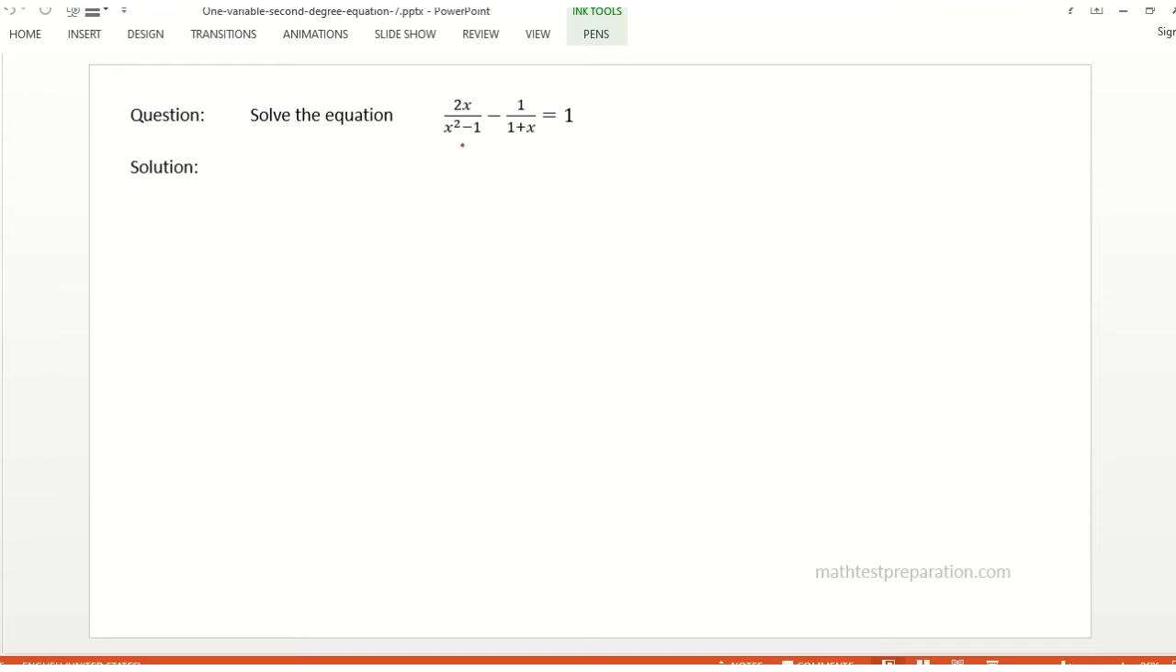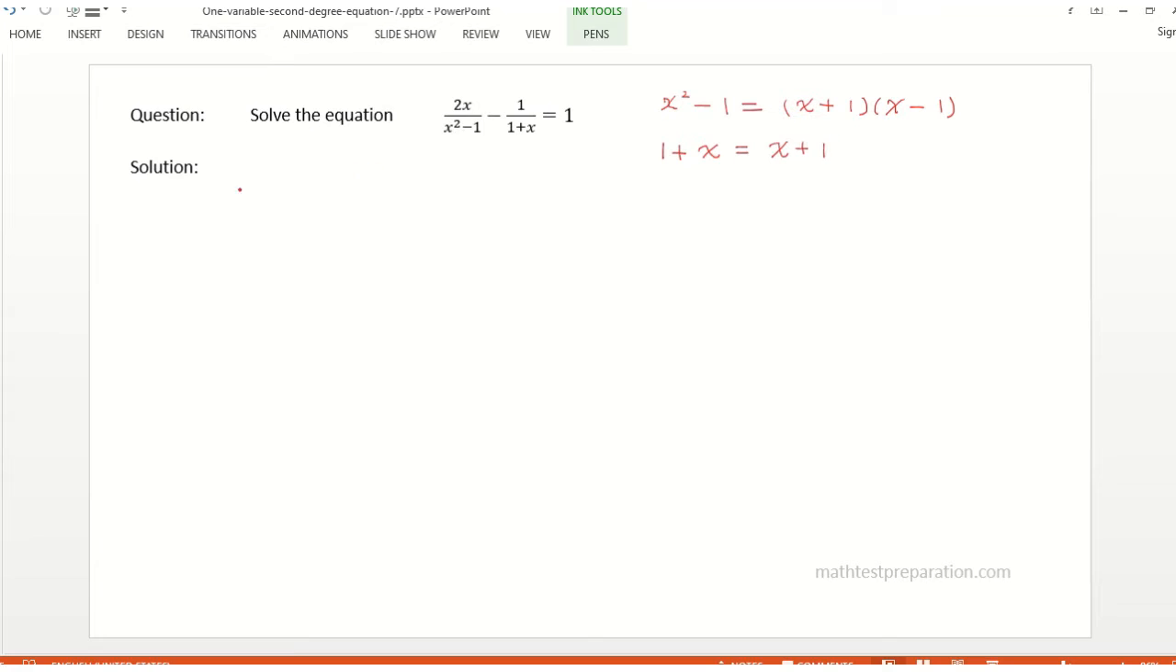Now, we factor the x squared subtract 1. X squared subtract 1 can be factored as x plus 1 multiply x subtract 1. 1 plus x can be written as x plus 1.